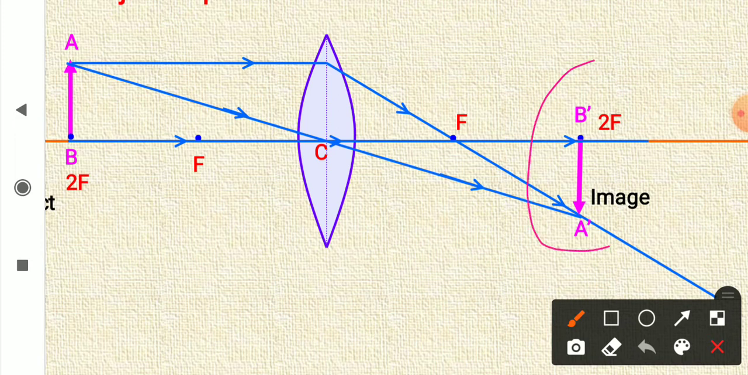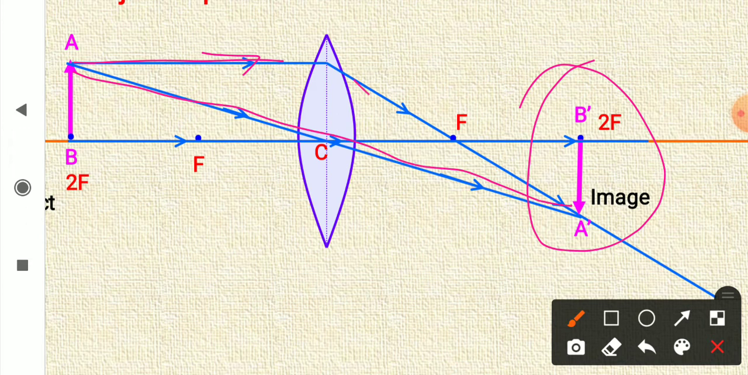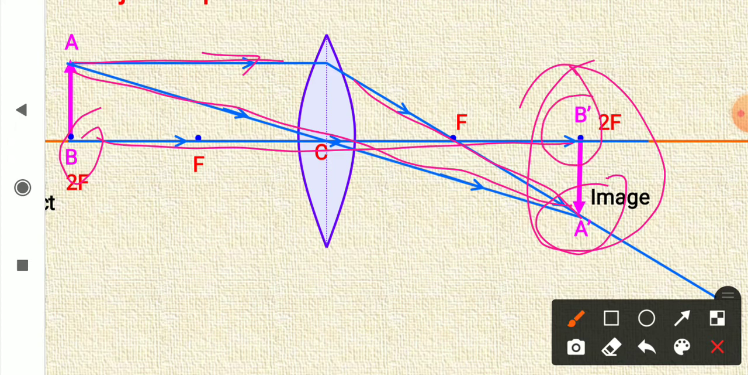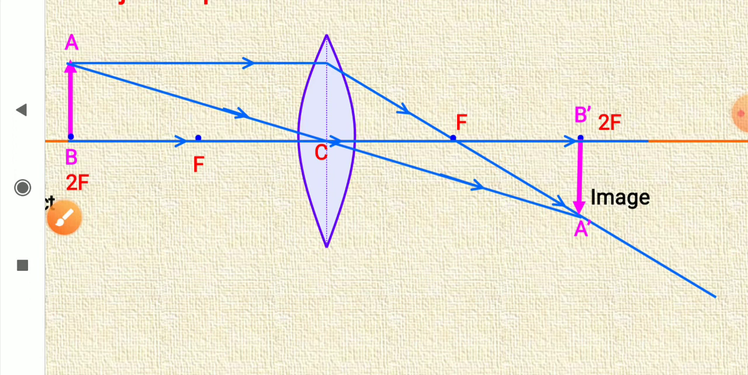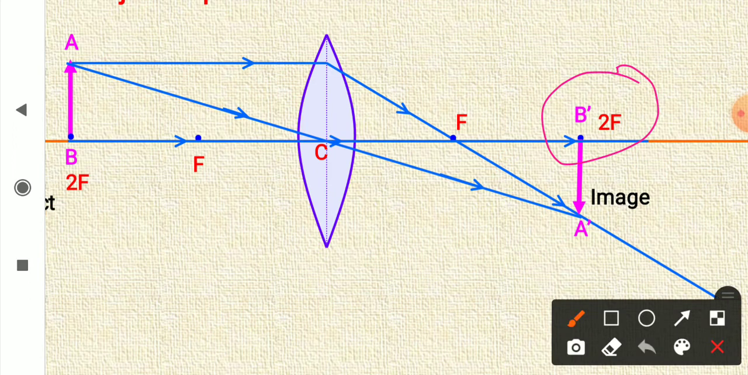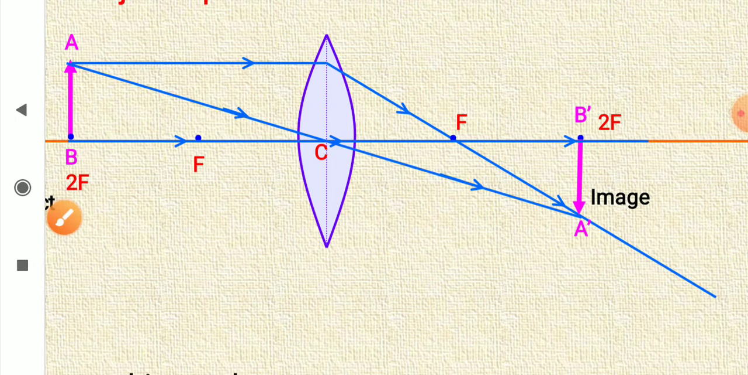You see, the rays which are starting from the head meet at this point. So the head is formed here. The rays which are starting from the tail reach here. So the tail is formed here. And in between, if I take a ray along this direction, it will be reaching here. So the full body of the image is formed, and it is formed at 2f. So when the object is at 2f, the image is formed at 2f, and they are of the same size, and the image is real and inverted.